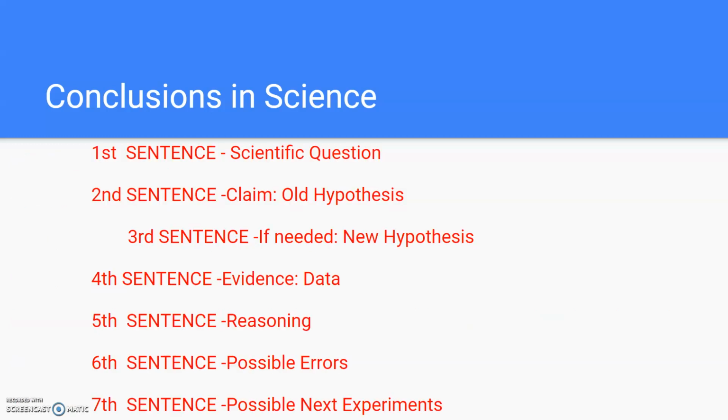All right, let's write this down. So the order here is first, and this isn't necessarily one sentence. Sometimes it's a few sentences. Mr. Walker put that the first sentence should be the scientific question, but that's not necessarily going to be your first sentence, but it's the first thing, right? So let's write this down. First, we have our scientific question. Second, we have our claim, our old hypothesis. Third, our new hypothesis. Fourth, our evidence or our data. Fifth is reasoning. Sixth is possible errors. And seventh is possible next experiments. Write this down in your notebook.